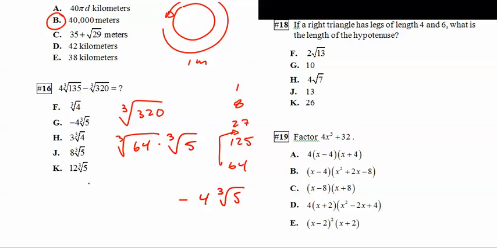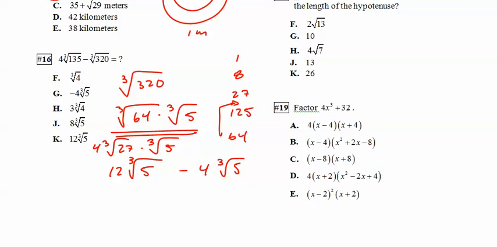Over here we have 135, which I don't think can do anything. My guess is that that is a misprint on my part. I'll have to fix it, because 135 is not going to help me out. Oh, my bad. It's actually 4 times the third root of 27 times the third root of 5, which is 4 times 3, which is 12 times the third root of 5, which is 8 third root of 5.